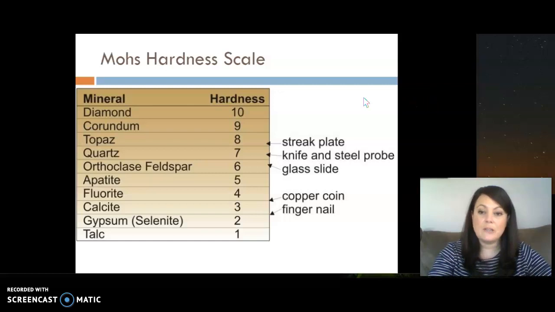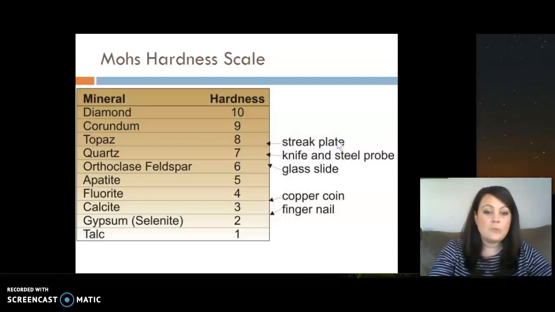On the Mohs hardness scale, you can see that diamond is the hardest mineral. And that's not saying that that's the hardest substance on Earth, but it's the hardest mineral on Earth. Next comes corundum. Remember we said that our rubies and sapphires have a hardness of 9. That means that if you had a ruby and a topaz and you rub them together, the topaz would come away scratched while the ruby would not. Same thing with the diamond. The diamond would cut the topaz and the ruby.